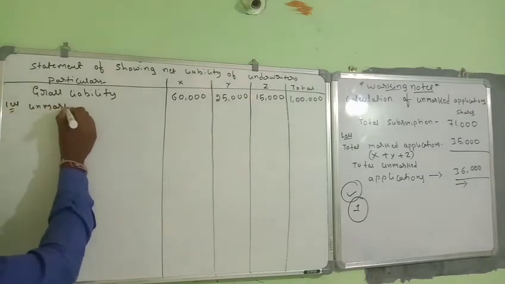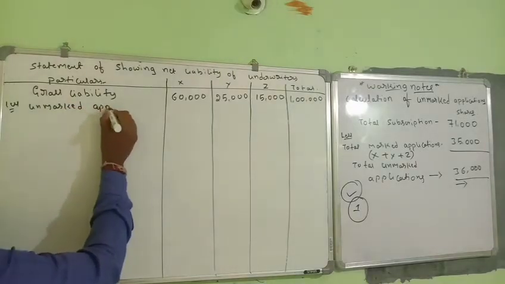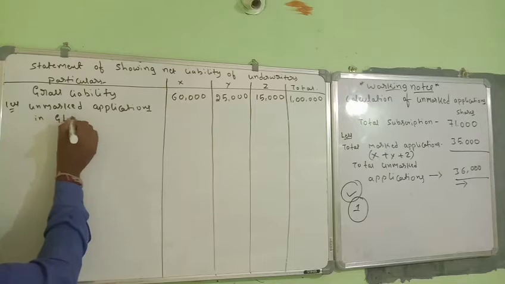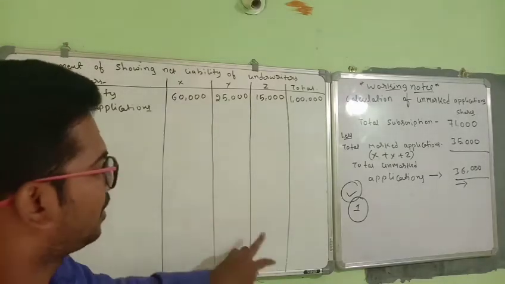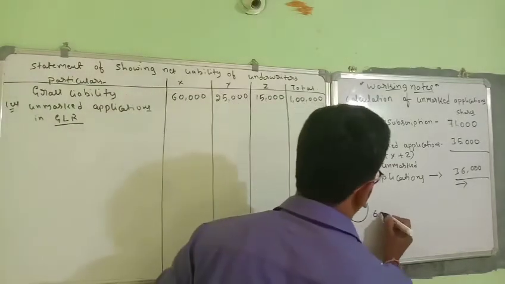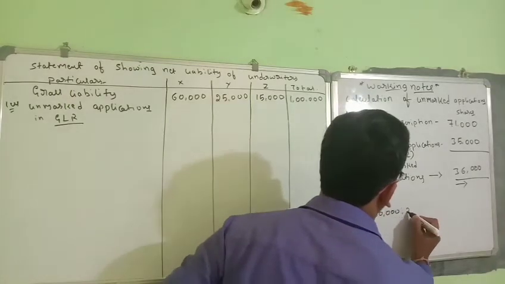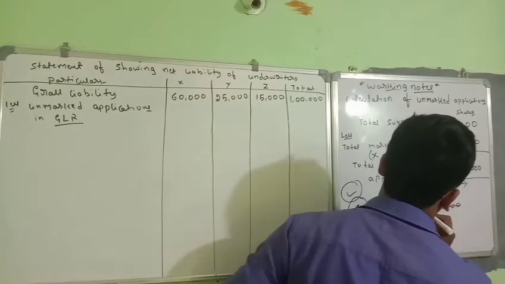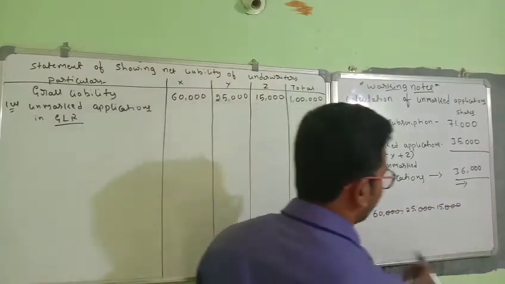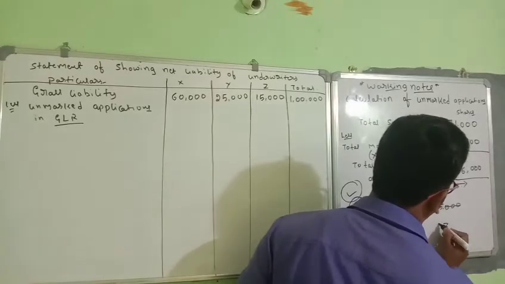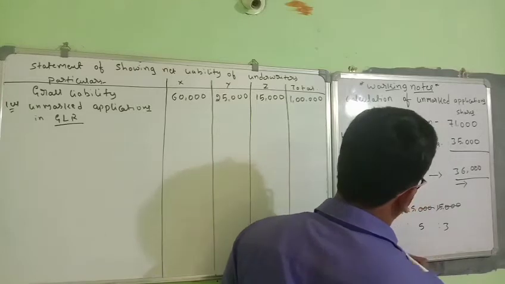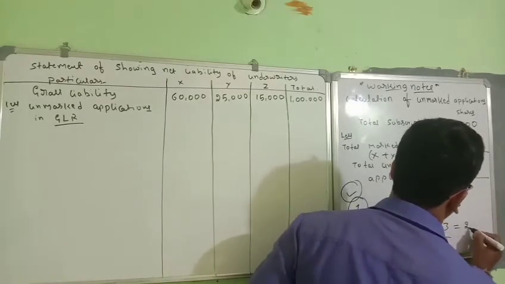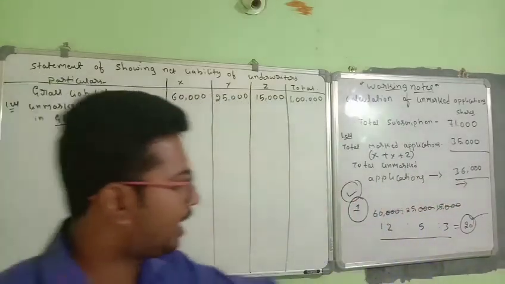Less unmarked applications in the gross liability ratio. So the gross liability ratio is 60,000 to 25,000 to 15,000. The three zeros are common, so cancel them. Again 60, 25, 15. You can take the 5 table, it will be easy to simplify. 5 threes are 15, 5 fives are 25, 5 twelves are 60. So 12 is to 5 is to 3, total it will be 20. So 20 is the base denominator, and we apportion on the base denominator 20.